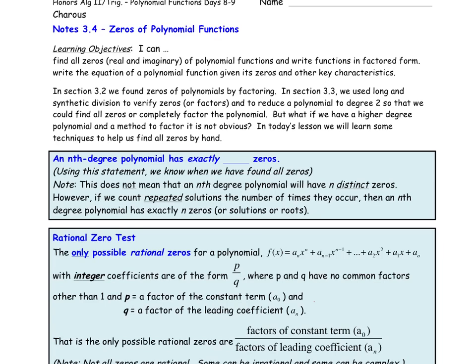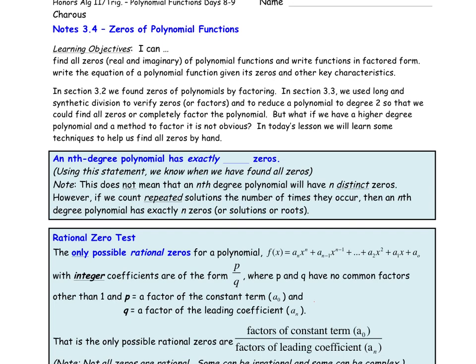In this video, we're going to work through the first page of Notes 3.4. We're going to learn some new tools that will help us to find zeros of polynomial functions when we cannot factor, or when we're not given any factors or zeros, so we can't start with long or synthetic division. So I'm going to read a bit.